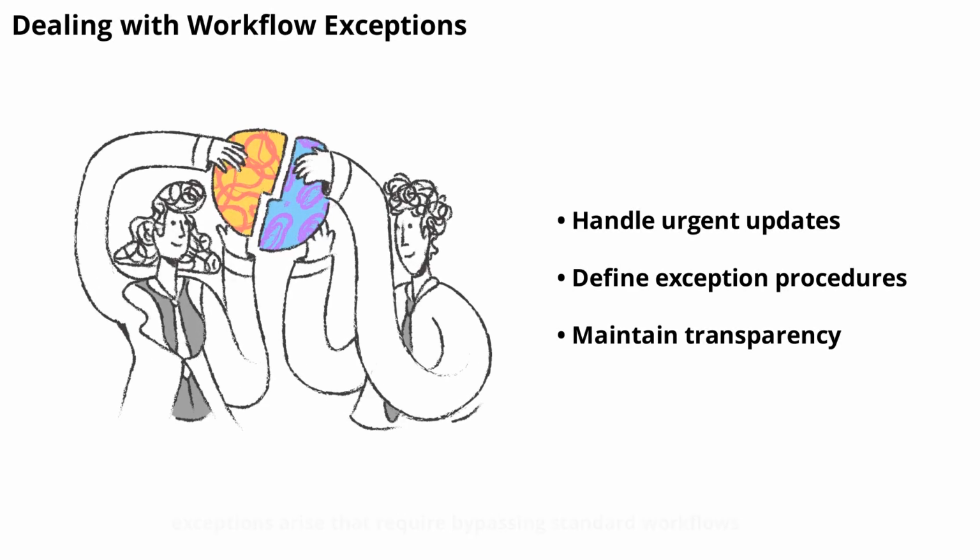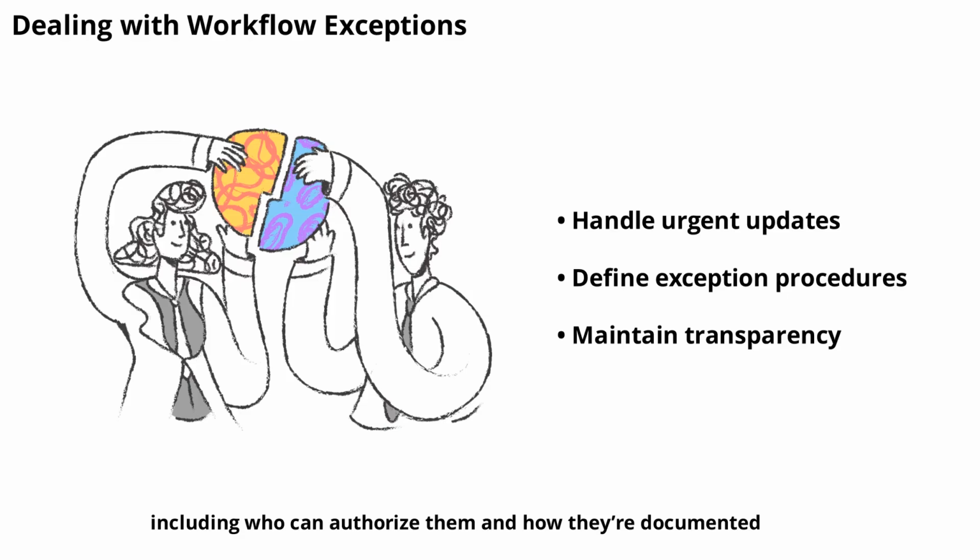Occasionally, exceptions arise that require bypassing standard workflows. For example, urgent updates or executive overrides. Define clear procedures for handling exceptions, including who can authorize them and how they're documented. This maintains transparency and prevents misuse.